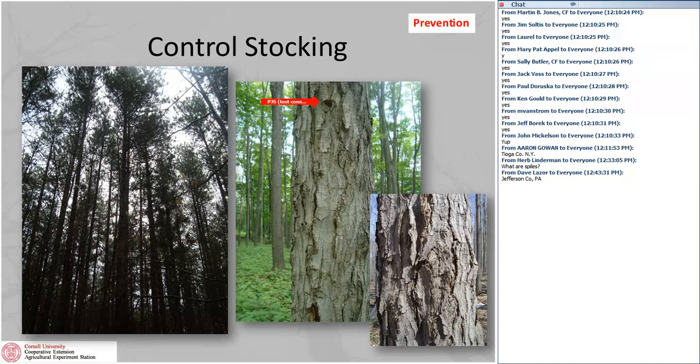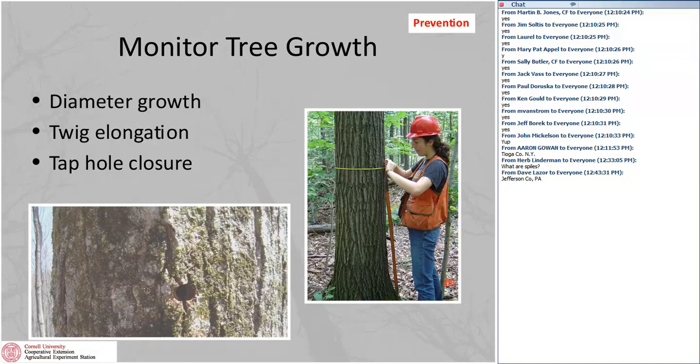Related to that, you're going to monitor tree growth. So if your stand is overstocked, the trees are going to be growing slower. Those two will work together. So look at things like diameter growth. You may want to have some permanent plots. This is a labor-intensive way to monitor for stress, but it's an interesting way to keep track of that.